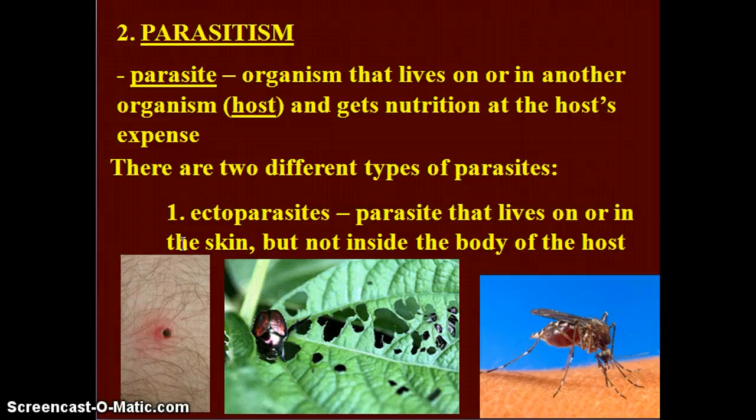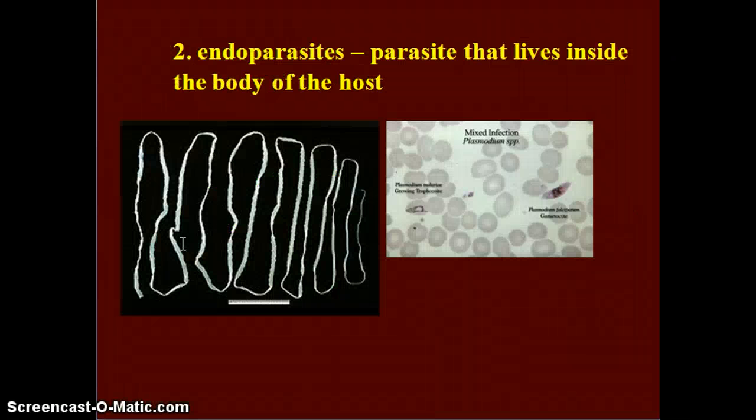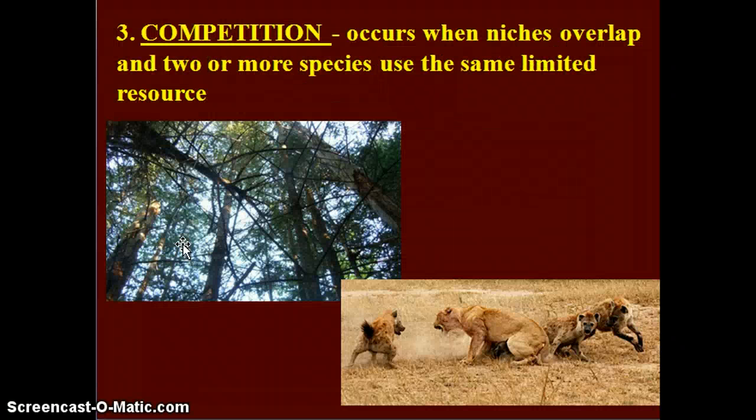It could be an ectoparasite, where it lives on our skin, like mosquitoes and like ticks, or it can be endoparasites, where it lives on the inside of the body, like a tapeworm. One of the C's, CCMPP, competition, where the niches overlap. And when you have a niche overlap, you're going to compete. Maybe you're going to compete for sunlight, like the trees are, or maybe you're going to compete for reproductive success, like in the bottom, competing, the stronger male wins so that he can mate with the female.